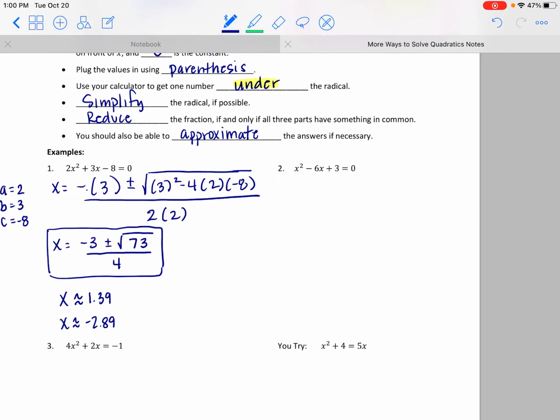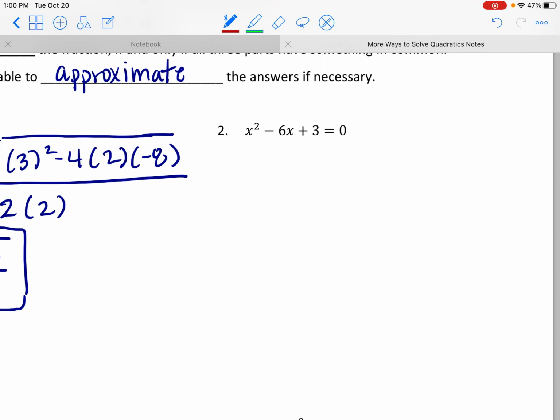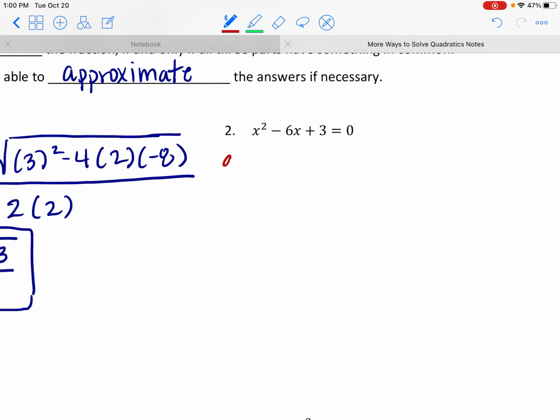Okay? All right, now that was kind of a nice one because there wasn't too much in the way of having to simplify there. Sometimes, though, we have to do a little more work. So in this case, let's see. A in front of the x squared is 1. B in front of the x is negative 6, and then c is going to be a positive 3.